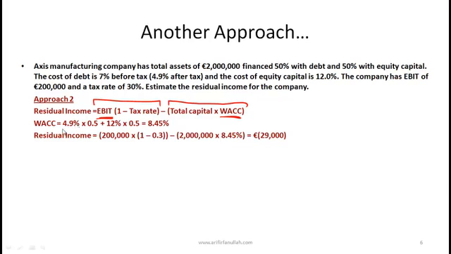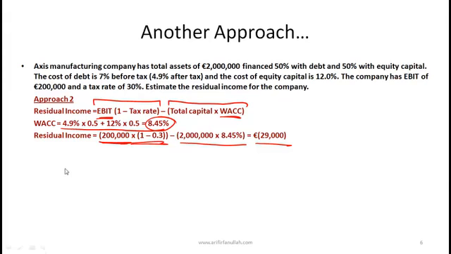Your WACC is 8.45%, and I'm sure you know how to calculate WACC. The operating income was given, you subtract the tax, and then minus total capital multiplied by the WACC, and you get the same answer. So there are 2 ways to come up with residual income, and you need to know both.